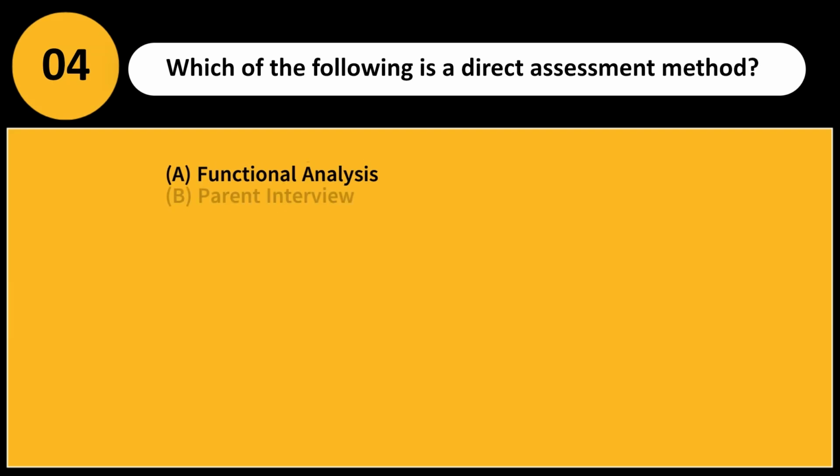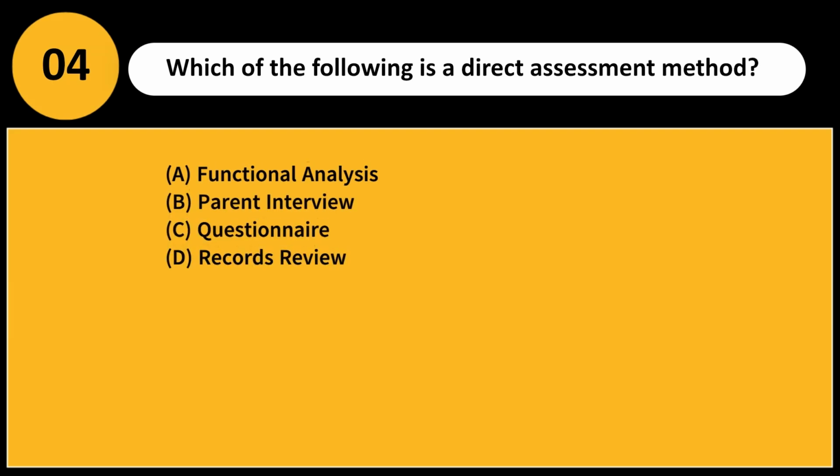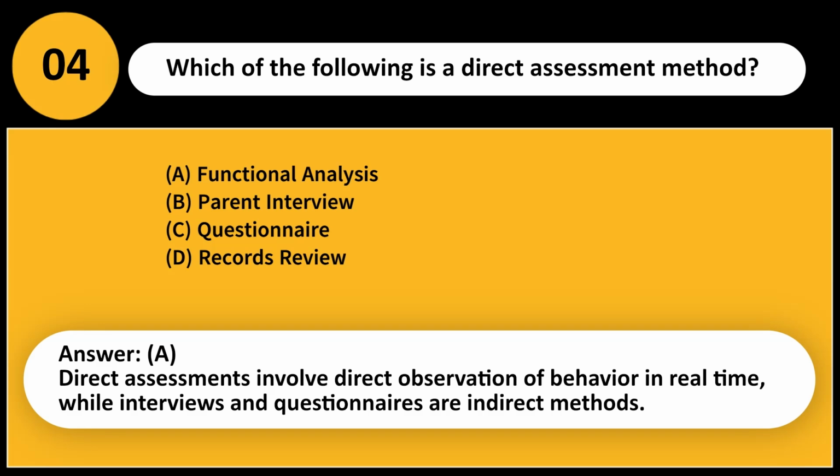Which of the following is a direct assessment method? A. Functional analysis. B. Parent interview. C. Questionnaire. D. Records review. Answer A. Direct assessments involve direct observation of behavior in real time, while interviews and questionnaires are indirect methods.